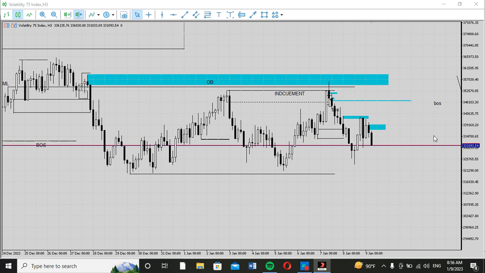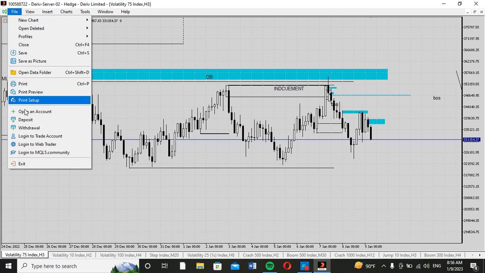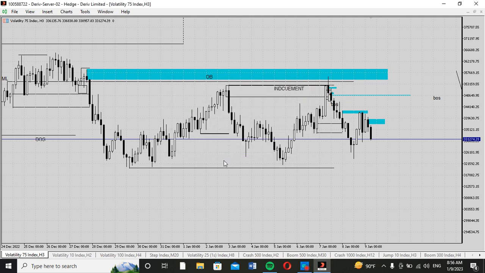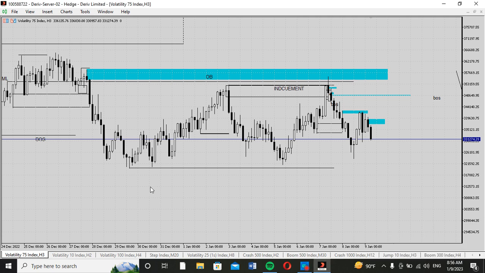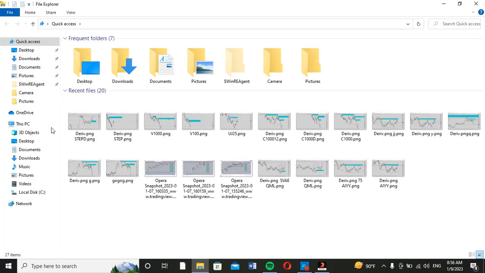I'm going to show you guys a live trade that I took on VIX 75, and you can see it right here. It's not on my demo account, it's actually my real account, and you can see it right here on the DRI server 2. There is my real account. So I'll show you guys the analysis I did before executing the trade.